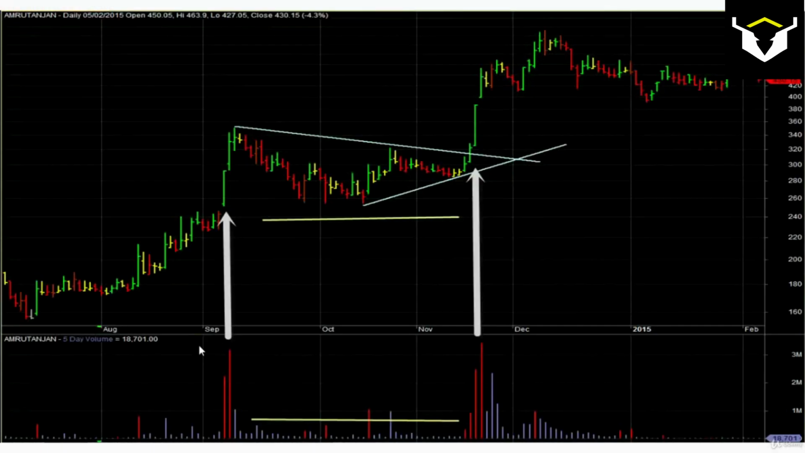Following is a daily chart of Amrutanjan Industries, and you can see the markings on the bar chart which suggest that prices just broke out from a triangle formation. Now let's take a look at the volume. In the first leg of the new high move, prices made a new high on heavier volume.